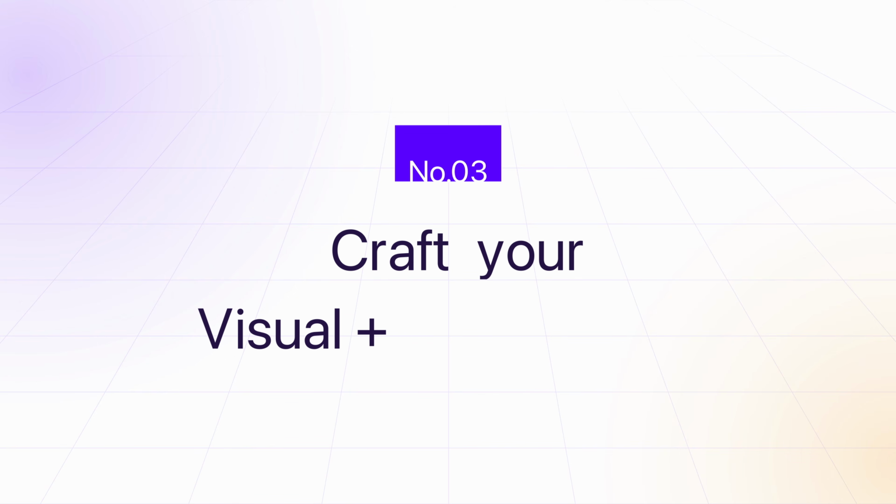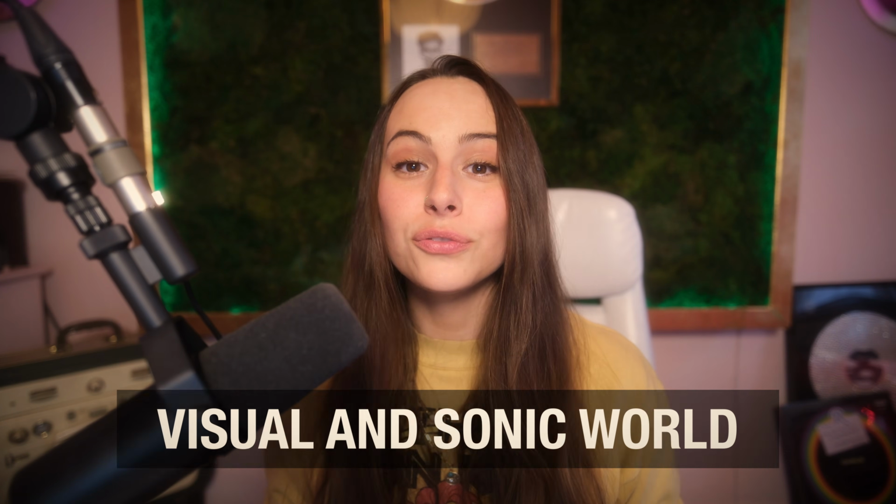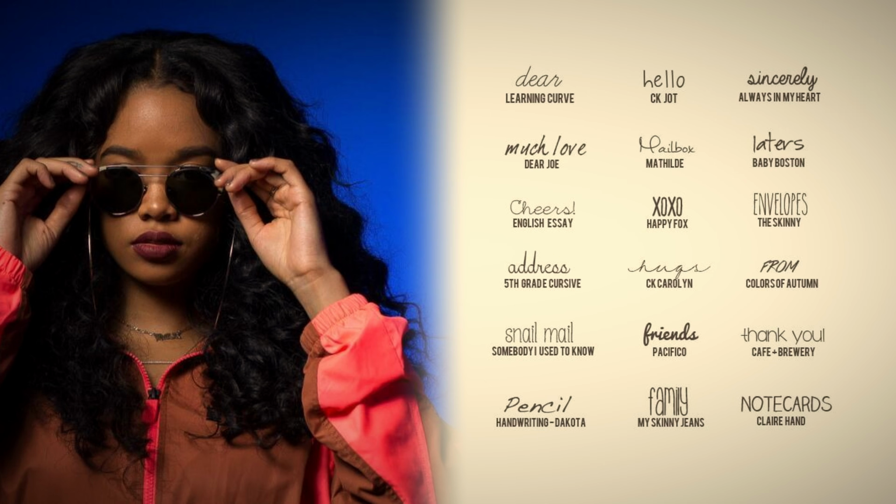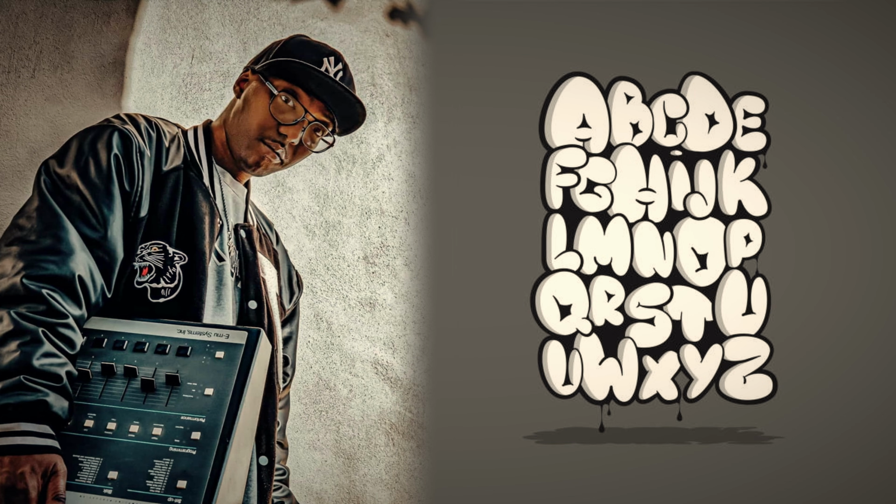3, craft your visual and sonic world. Let's talk about your visual and sonic world. How does your work look and sound? This is your signature. For example, a heartbroken R&B artist might lean into those deep blues and have a handwritten font, whereas a hip-hop artist might use bold fonts and street-style visuals.